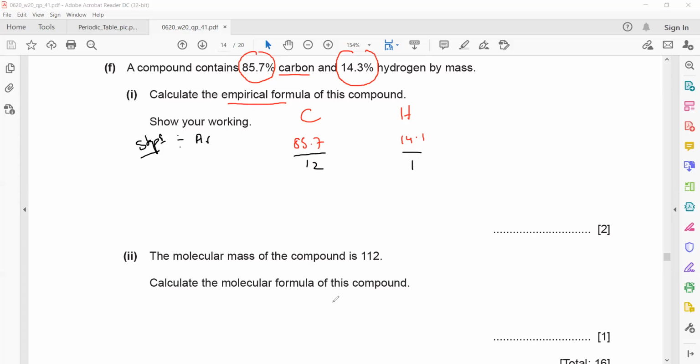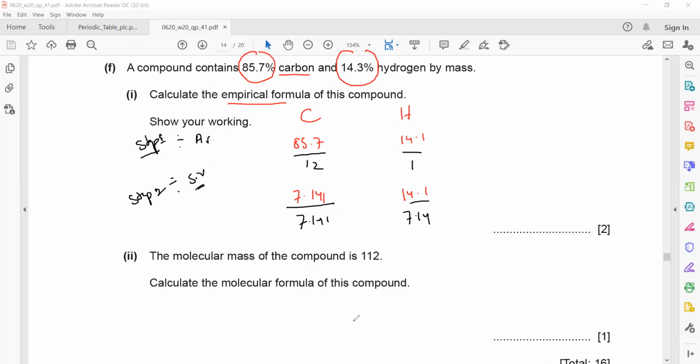85.7 divided by 12. What's the answer? 7.141. 7.141. And this, when we divide, it will be the same. Step 2, divide by the smallest value. So which is the smallest value here? 7.141 is the smallest value. So we divide both of them by 7.141.